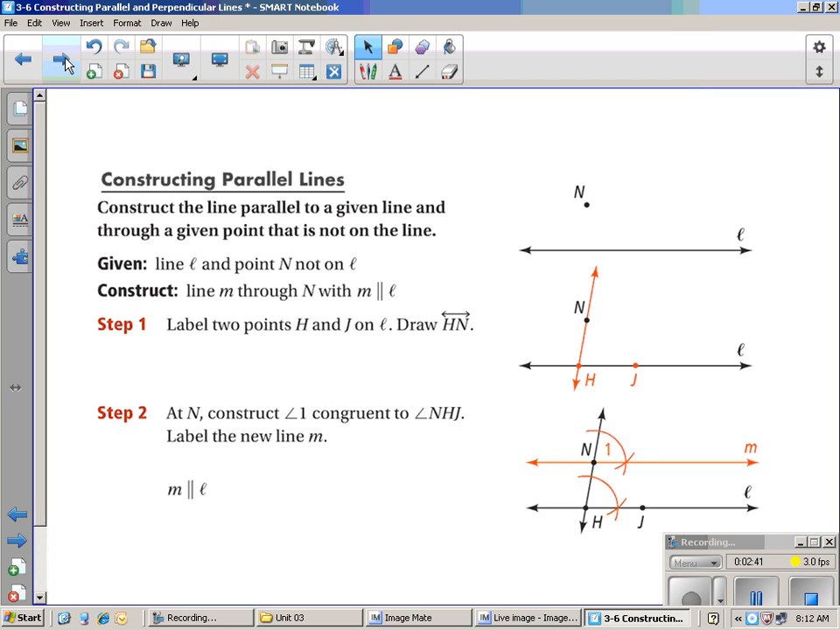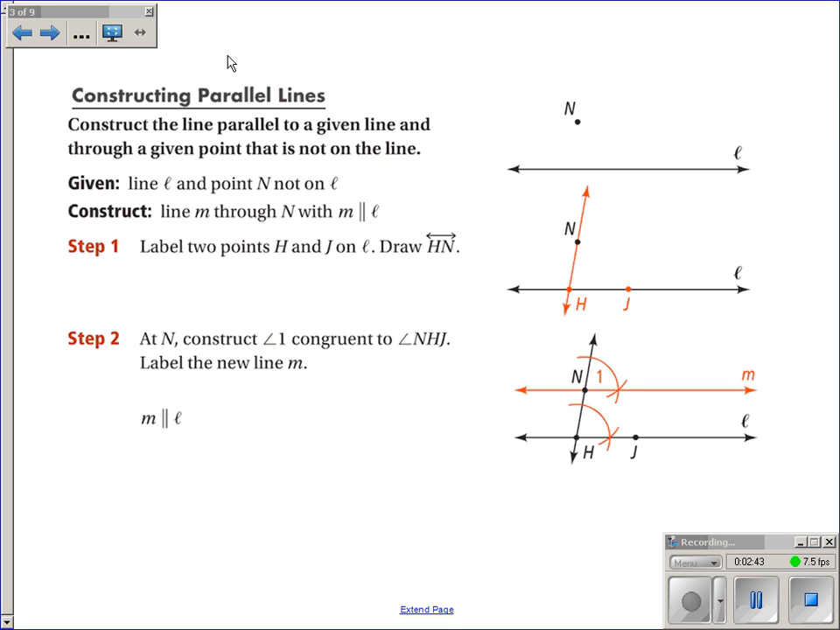Now here's a diagram that will explain this process. You first draw in a transversal, and then you draw in the arc, constructing congruent angles. Measure off this length and then this length, and this is based on the converse of the corresponding angles postulate.